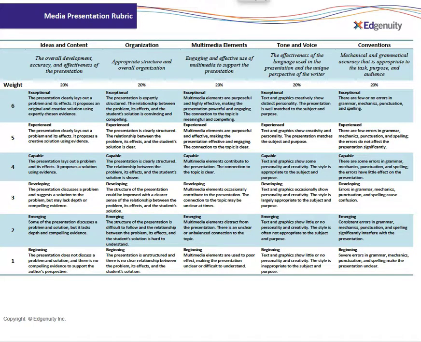The rubric is also available to you through this project assignment. You can see that there are 6 levels within 5 categories: ideas and content, organization, multimedia elements, tone and voice, and conventions. This is a great tool to use as you create your presentation to make sure that you're including all of the requirements and also go to the level in which you feel comfortable.